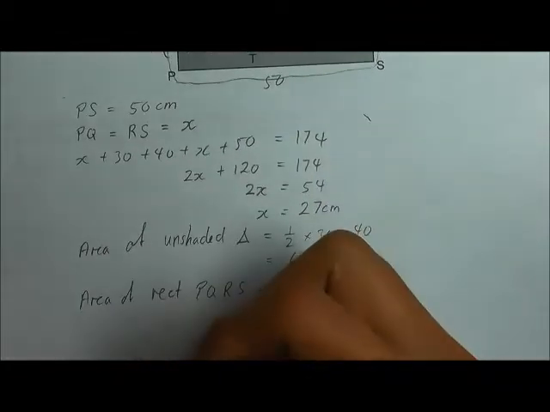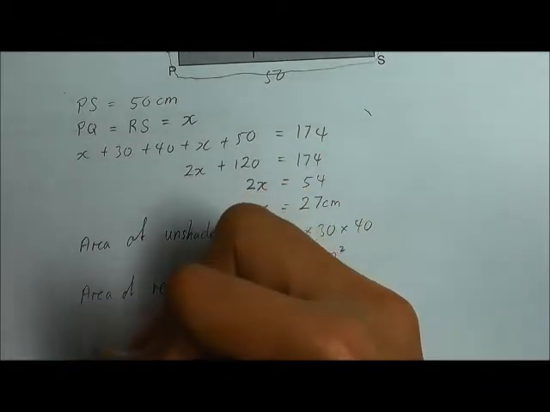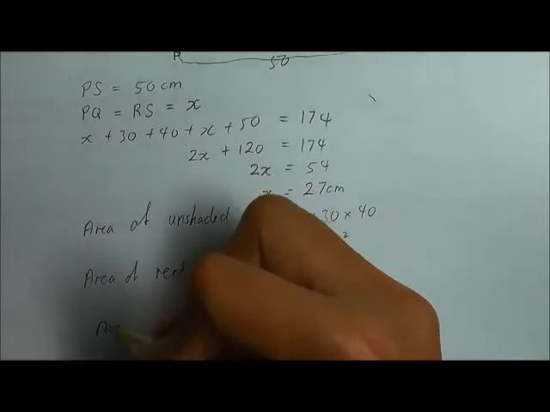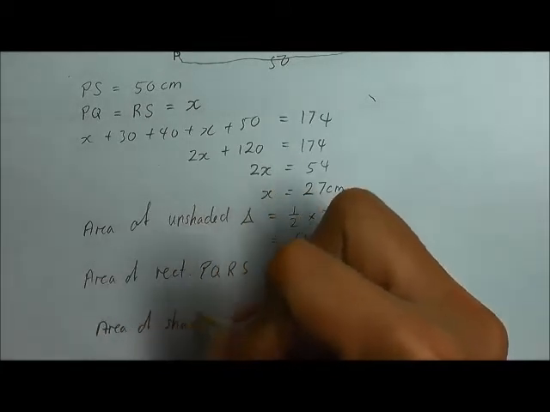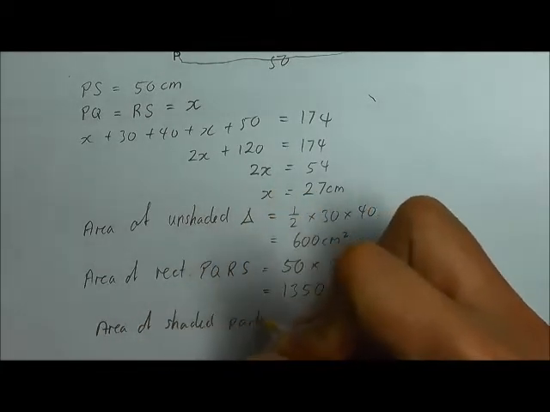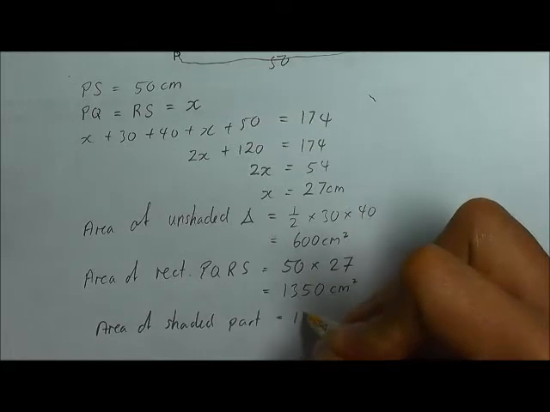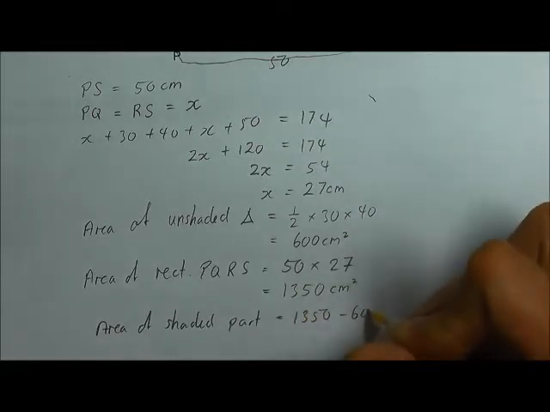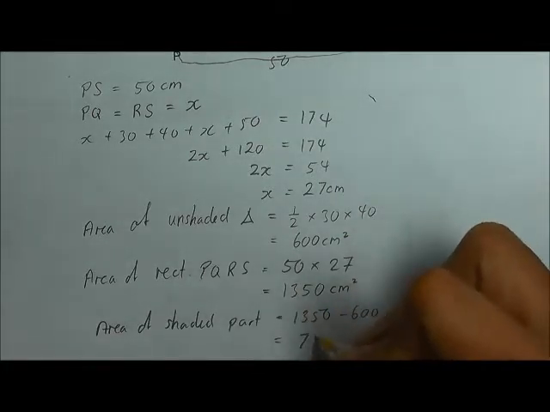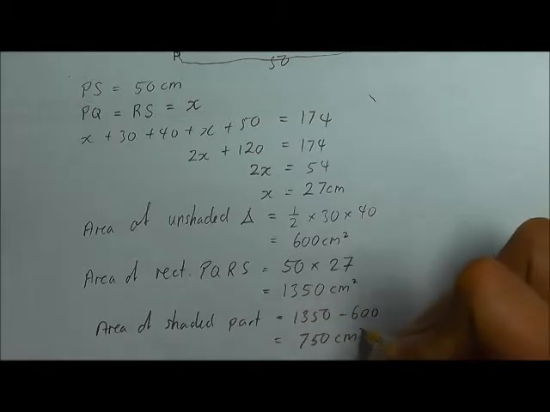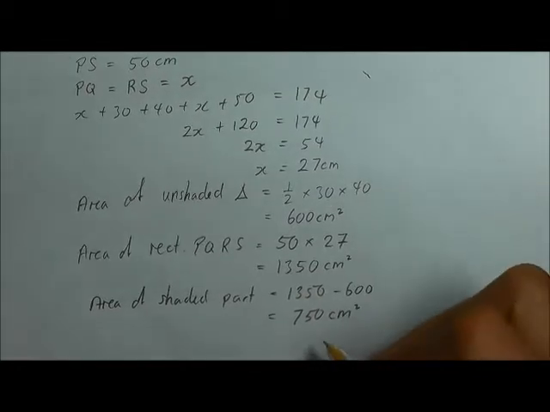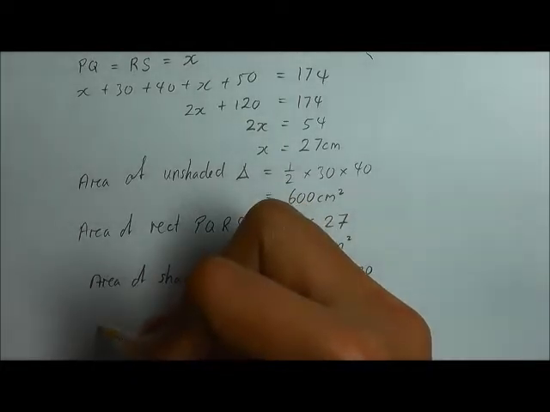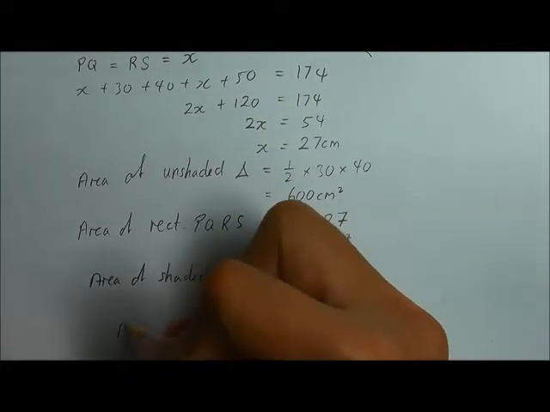Okay, so the area of shaded part is equal to 1350 minus 600. We have 750 cm squared.